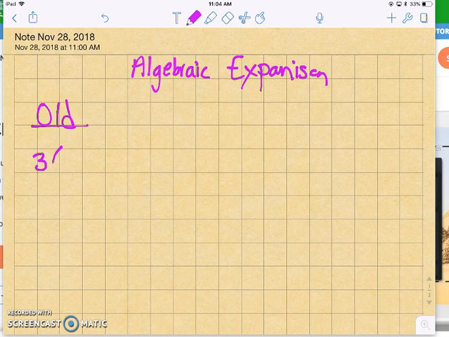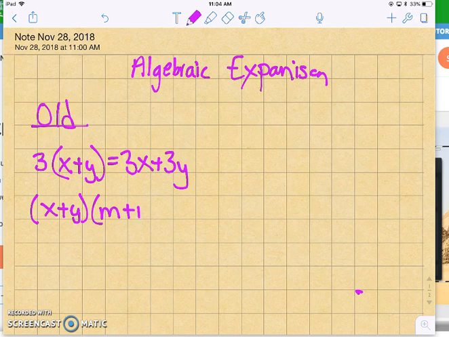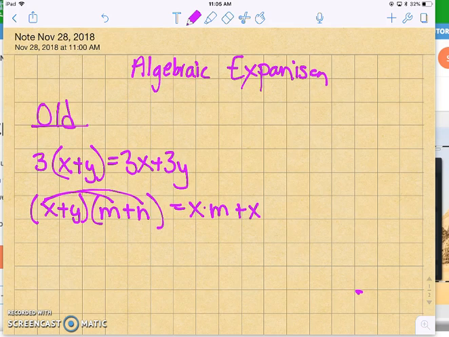If we were to expand 3 times x plus y, you'd simply distribute and say 3x plus 3y. If you were to have x plus y times m plus n, you distribute the x first, so x times m, plus distribute the x times n. Now we distribute the y times m, plus y times n.